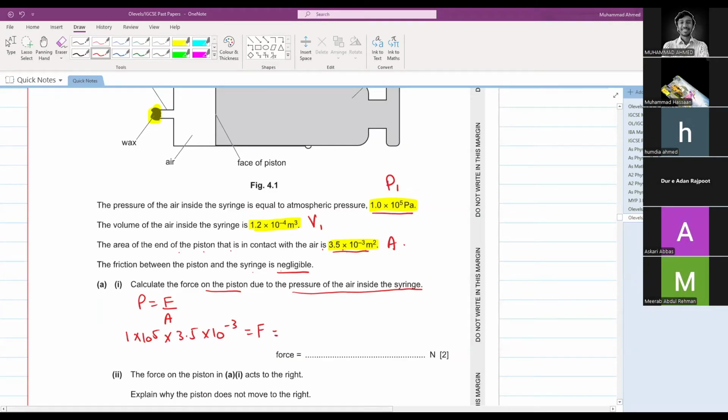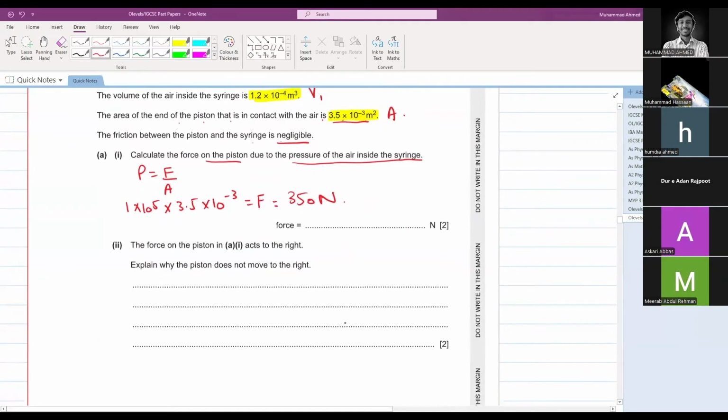Any genius in the chat who would like to tell me? Yes, force का क्या आंसर आ रहा है बेटा? एनी जीनियस? कैलकुलेट करो भाई. Up till now, only I was calculating. Calculator में डालो ये क्या आ रहा है आंसर? 350 Newton should be your answer.